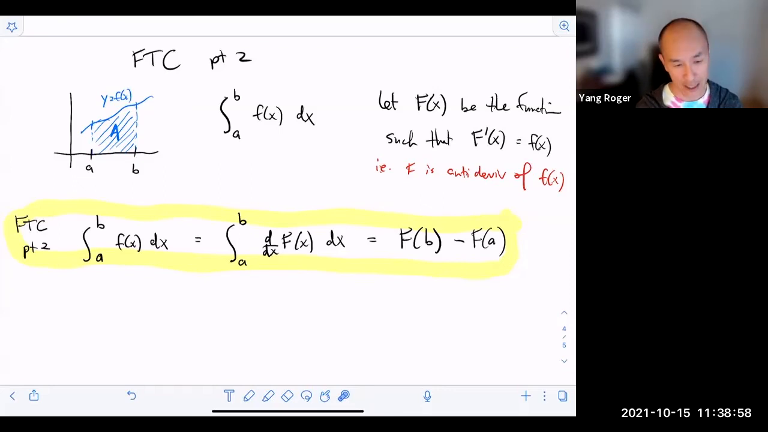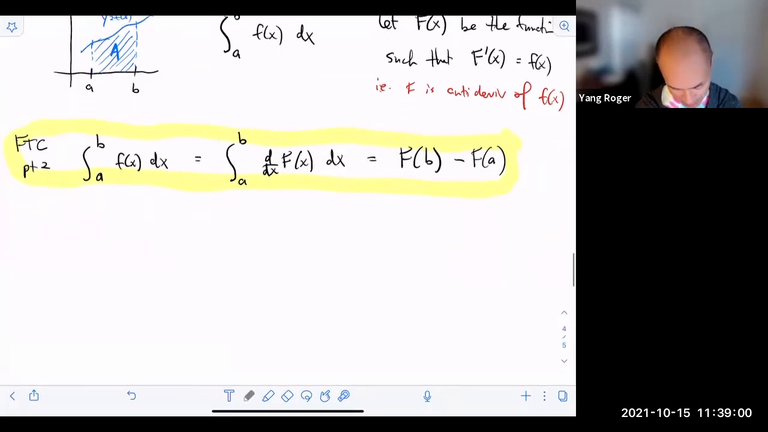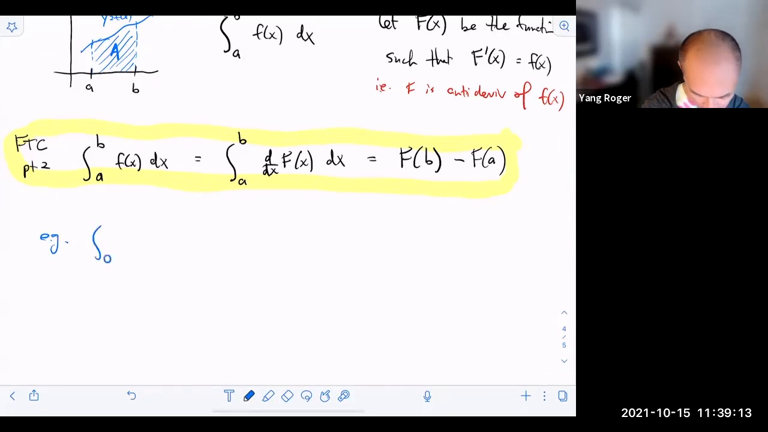So let me show you an example. I probably did this on the video, but I don't remember. I tend to choose the same examples, unfortunately. So let's say I'll choose a different, more unusual number. I'll go from 0 to 6 of x squared dx.